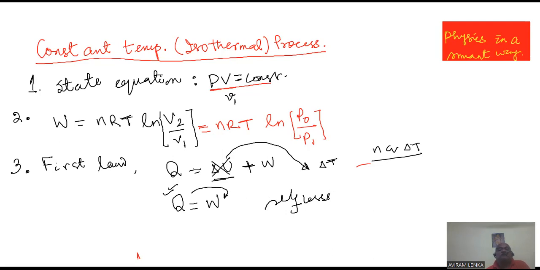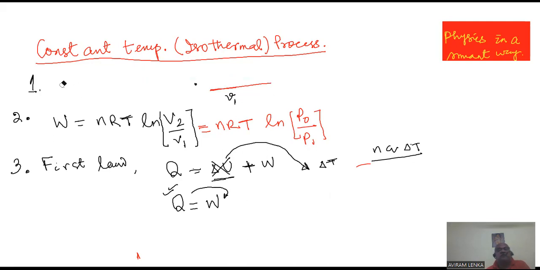Okay. So once you got that, let us go for the other things. Number four, that was the specific heat.